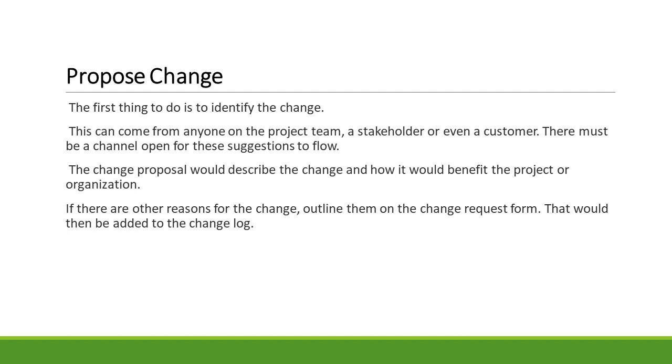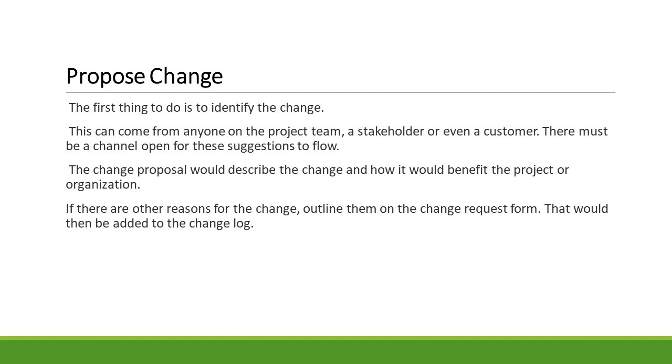1. Change identification. The process begins with the identification of a change requirement. This can stem from various sources, including stakeholders, team members, clients, or even internal observations of project performance. 2. Formal proposal. Once the change is identified, it is formally proposed through a documented change request. This request outlines the nature of the change, its rationale, and the expected benefits or outcomes.